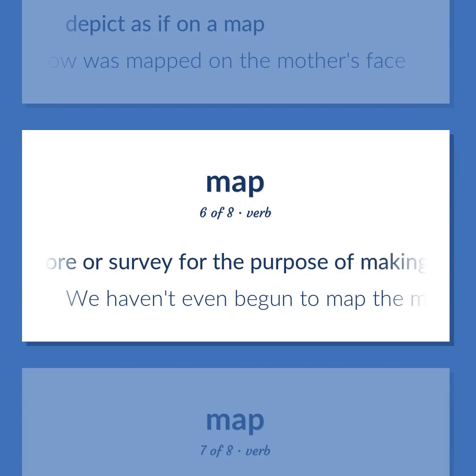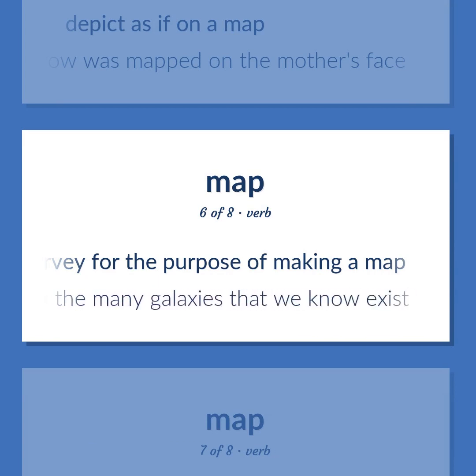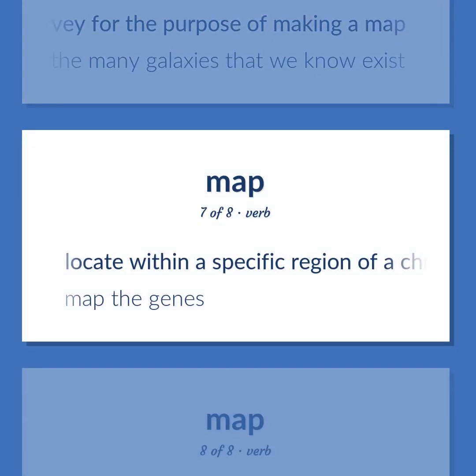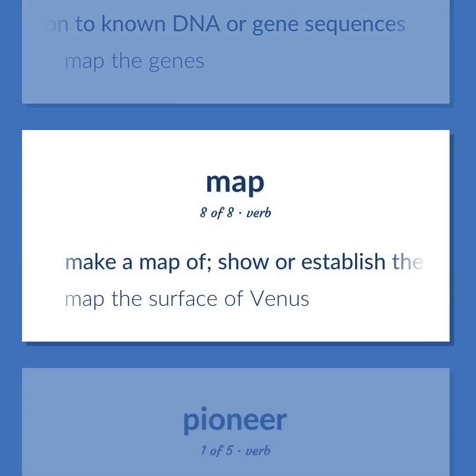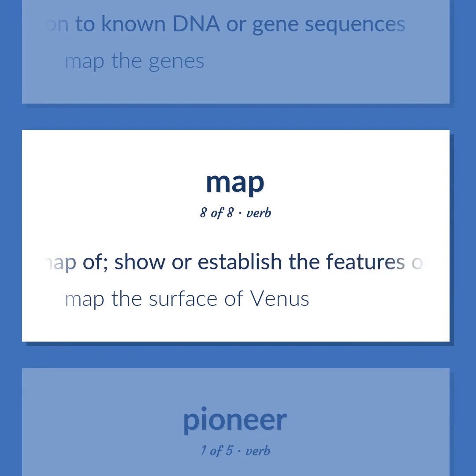Explore or survey for the purpose of making a map. We haven't even begun to map the many galaxies that we know exist. Locate within a specific region of a chromosome in relation to known DNA or gene sequences. Map the genes. Make a map of. Show or establish the features of details of. Map the surface of Venus.